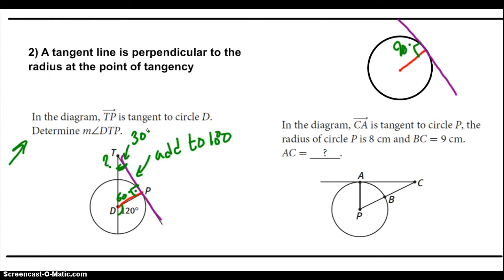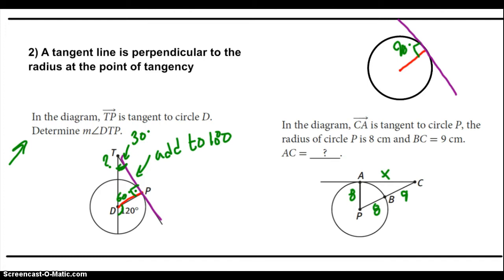In the diagram, CA is tangent to circle P. The radius of circle P is 8 centimeters, and BC equals 9 centimeters. AC equals blank. So let's label those. The radius of circle P is 8 centimeters. So this is a radius right there. This is also a radius right there. And BC is 9 centimeters. And AC equals what? Okay, x. We'll put an x there.